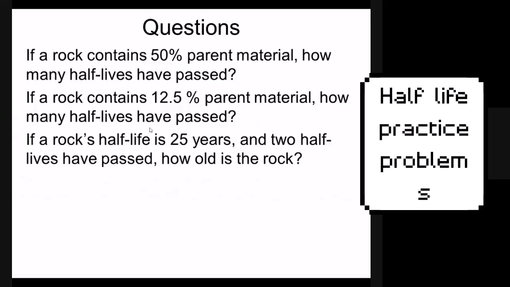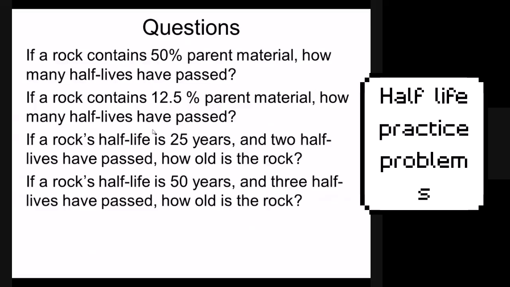What if you're asked to find the age of a rock? If you know the half-life and how many half-lives have passed, you could find the age. So for example, if a rock's half-life is 25 years and 2 half-lives have passed, the rock would be 50 years old. Or if a rock's half-life is 50 years for that isotope that's inside of it, and 3 half-lives have passed, that would be a 150-year-old rock.